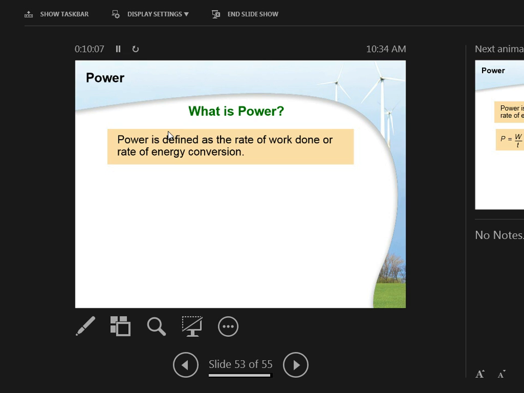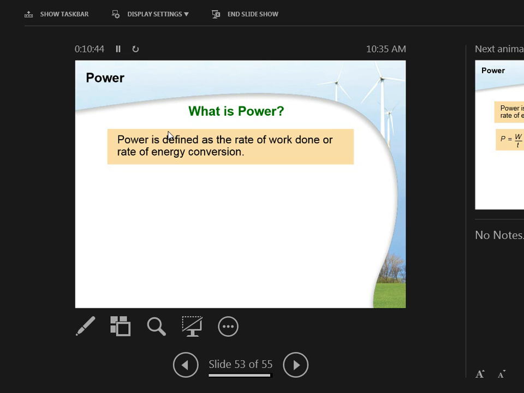Have you all seen or heard of this phrase, rate of? When do you hear it? Which topic? Rate of change of speed. What is that? Rate of change of speed is your acceleration. What else do we have? Rate of change of distance, or rate of change of displacement. That gives us our speed or displacement.